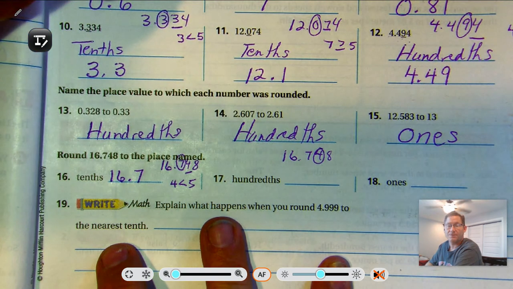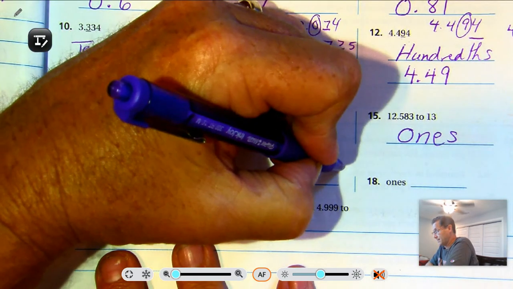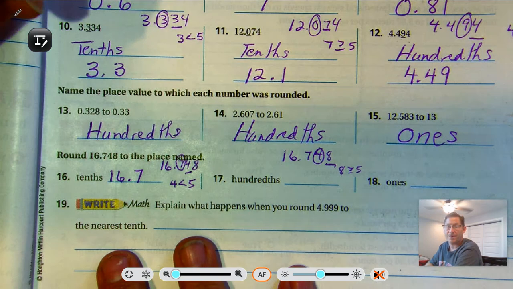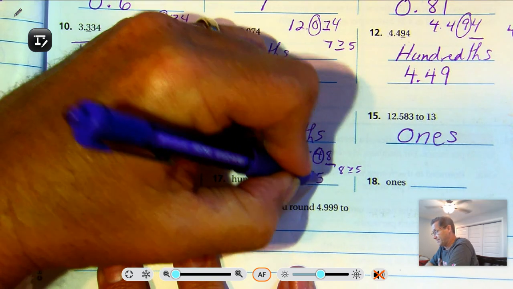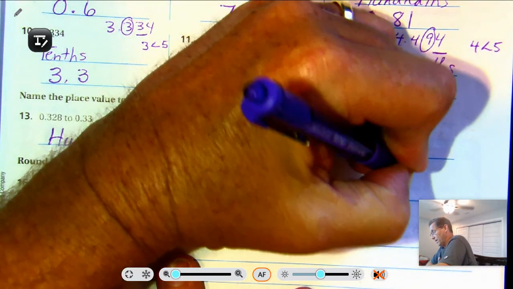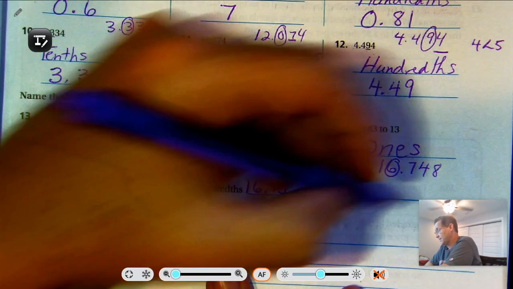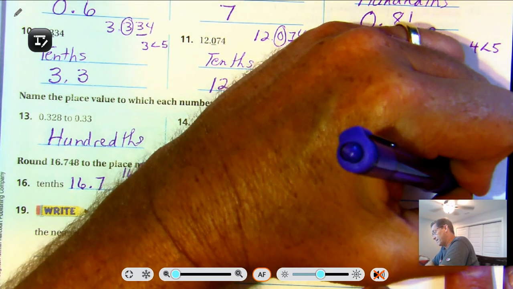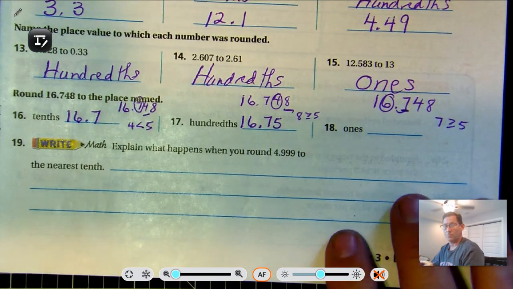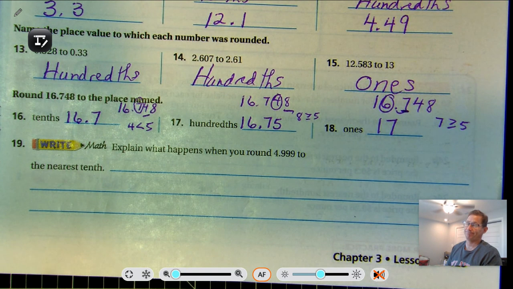but this time we're rounding the 4, which is in the hundredths place. Look to the digit to the right, compare it to 5. It's greater than or equal to 5, so round up. 16.75, 75 hundredths. And finally, round it to the nearest 1. Well, this time the 6 is in the ones place. Look to the digit to the right. Compare it to 5. 7 is greater than or equal to 5. Round up. So 16 becomes 17. Simple as that, guys.